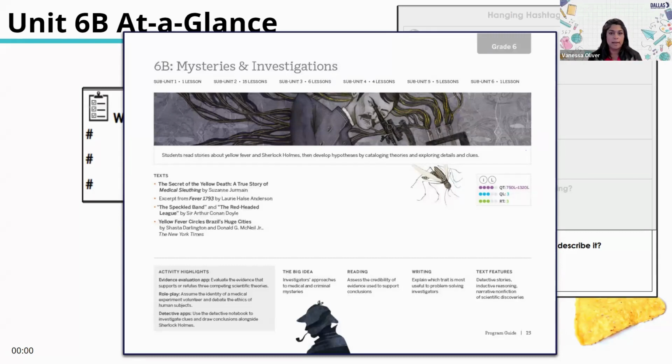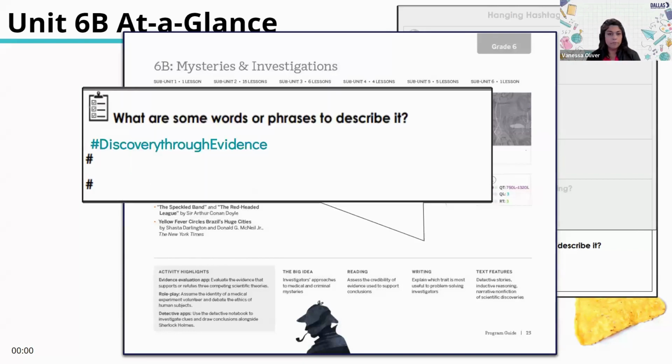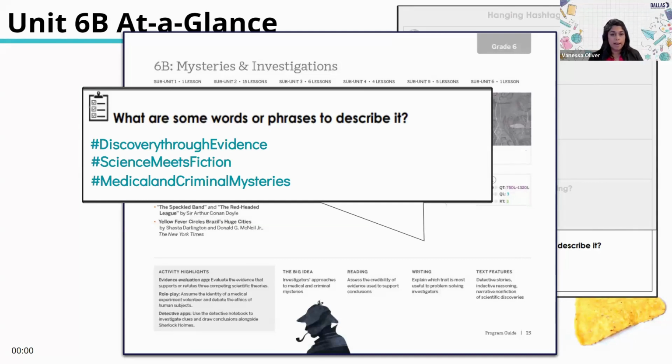So after reading over this unit at a glance, I can see the big idea is investigators' approaches to medical and criminal mysteries, which you guys have already looked at in 6B, so you know this information. Now, using this hashtag strategy, my three hashtags, my first hashtag would be discovery through evidence, hashtag science meets fiction, hashtag medical and criminal mysteries. Okay, so these would be three hashtags I could use to preview the hashtags that encompass 6B as a unit.